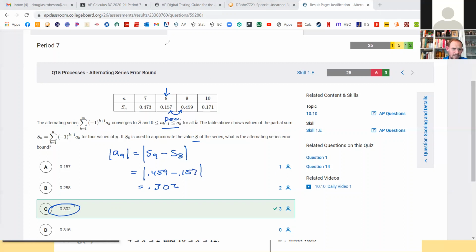I like that one. And that's the last one. All right, so that's all of them. Cool.